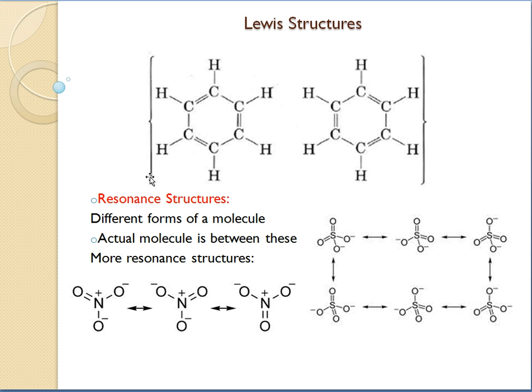Resonance structures are different forms of a molecule. Benzene would have 2 different forms. There's one different version where the double bonds could be. The actual molecule is between the resonance structures. It's like an average place between the 2 structures, or the 3 structures or more, like in nitrate and sulfate. There's different places where these bonds can be.